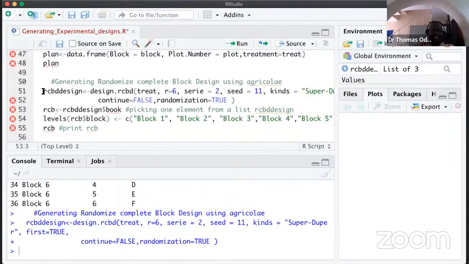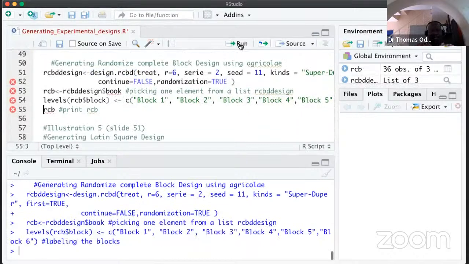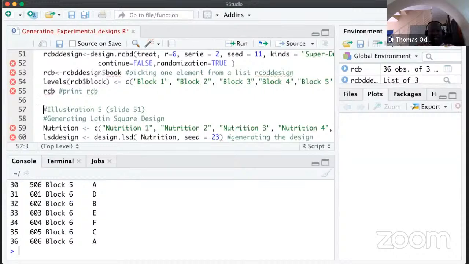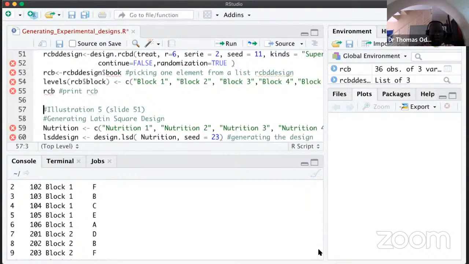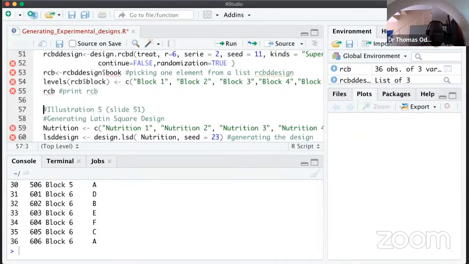So this is the easier one. You go and use the agricolae package, and then you have design.rcbd, and after you run this, you print the RCBD, and then you have your 1, 2, 3, 4, 5, 6, and so on. So that is what we have in this particular case.